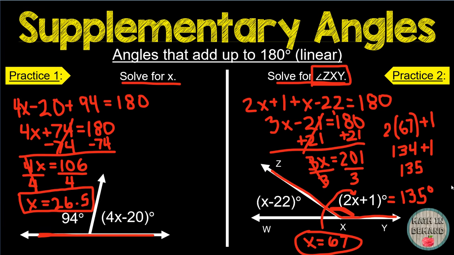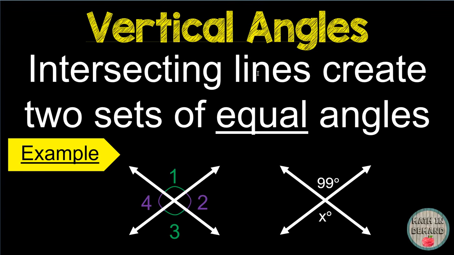Okay? Now let's look at another type of problem. We've gone over complementary and supplementary. Now we're going to go over vertical angles. Vertical angles are intersecting lines that create 2 sets of equal angles. And please remember, equal is a big term because vertical angles are going to create equal angles.